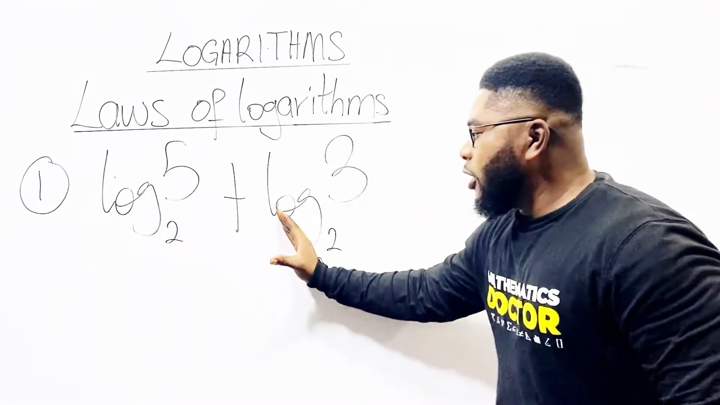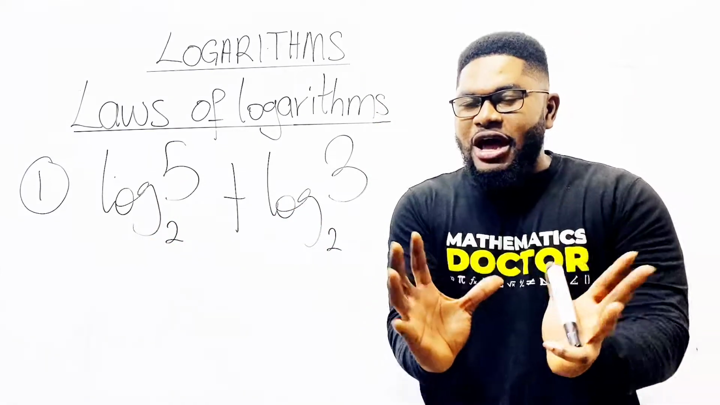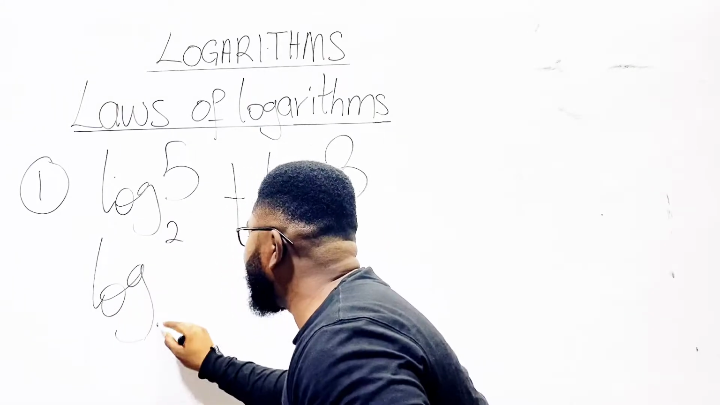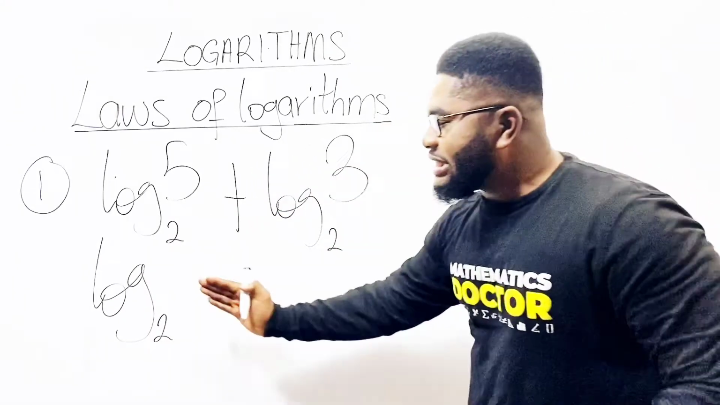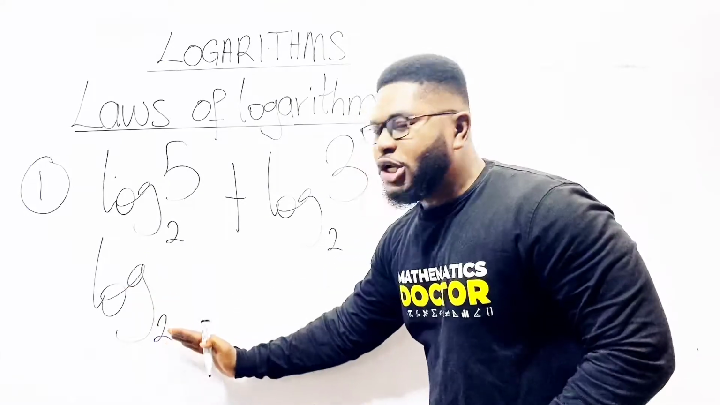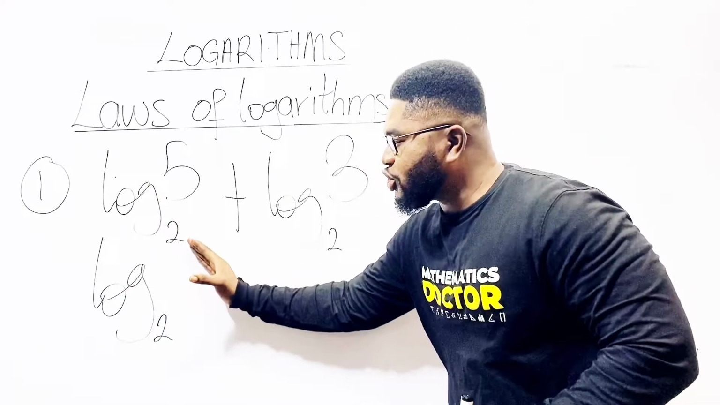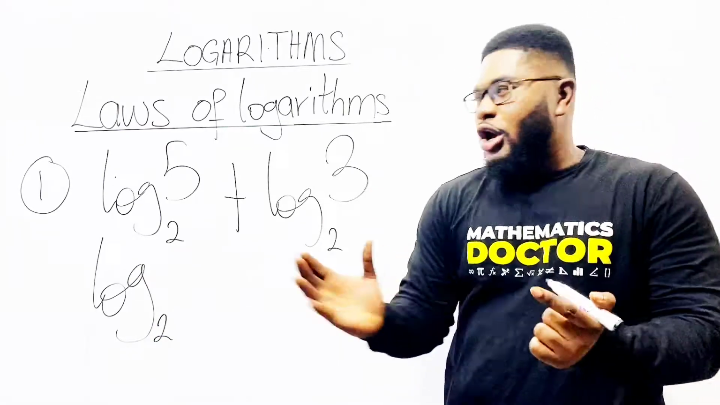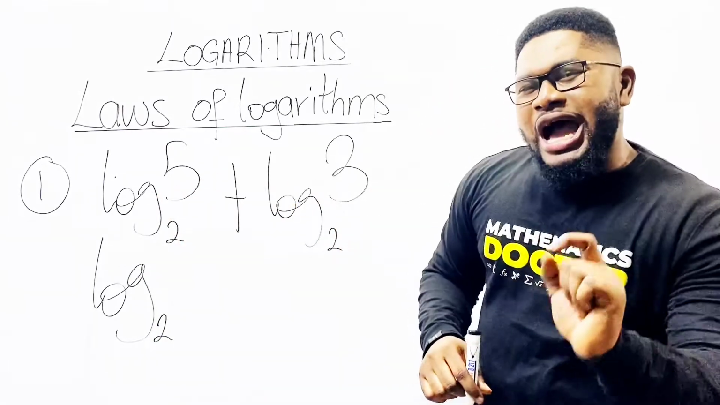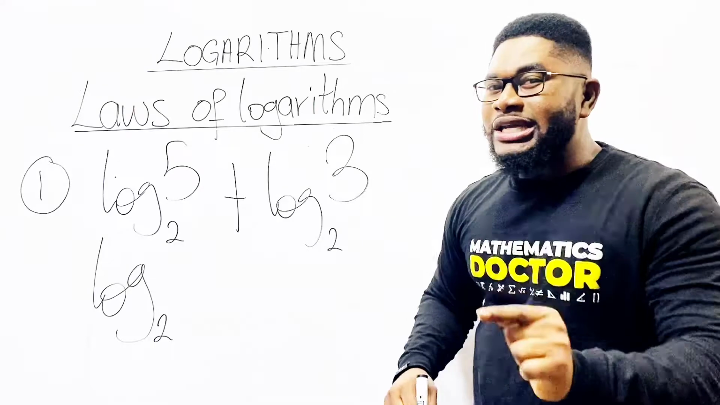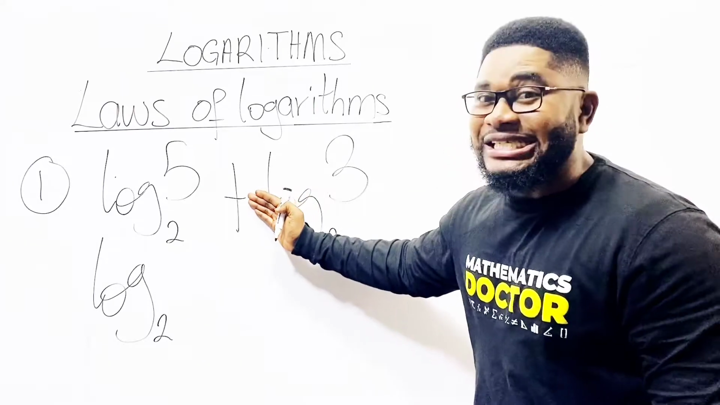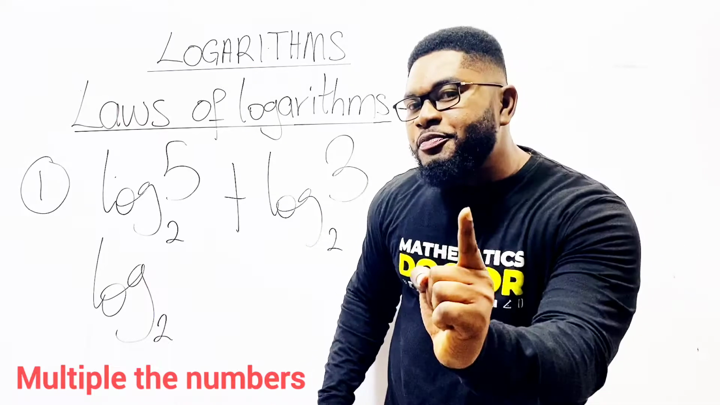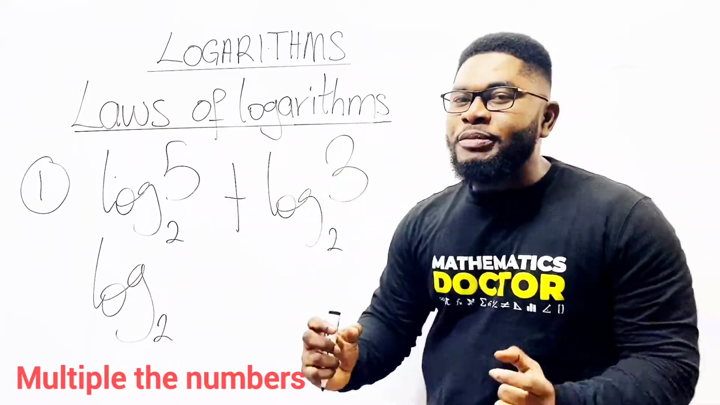Log base 2 actually becomes the target. I will put one log with a base 2 as a single logarithm. Now that I have my single logarithm in place, log base 2 is like a single logarithm for the two of them. Now I will go ahead and apply the real law. The law says that because I see addition, the numbers for the two logs, you multiply them. I repeat, the numbers for the two logs, please multiply them.